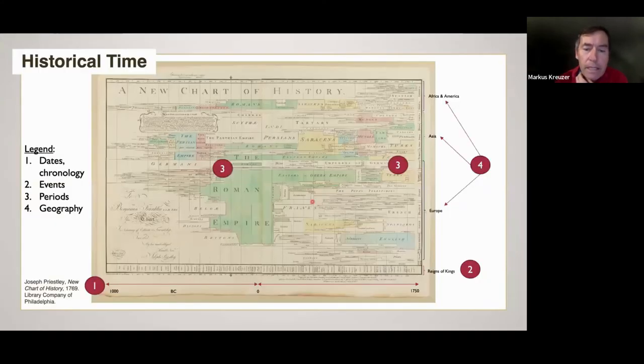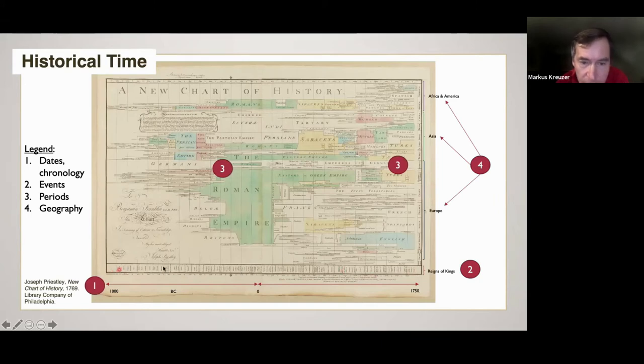So let me then quickly illustrate these two elements of time with some examples. What you have here is a rather complex timeline that illustrates these elements of historical time. See, at the bottom here, what you have is a timeline, right? So this is the birth of Christ, this is BC, this is AD, and then if you zoom in, you have the actual years. So here you get the elements of time.